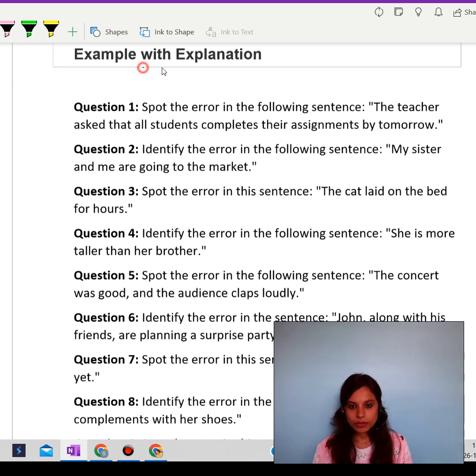We are here to talk about some of the questions today that relate to spotting the errors. We need to find out where the error is in the sentence. So let's start with question number one.